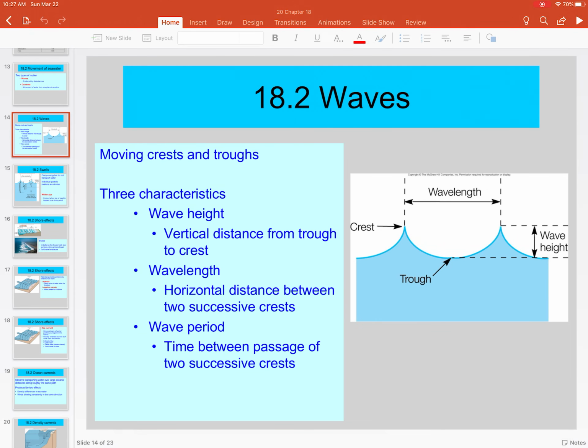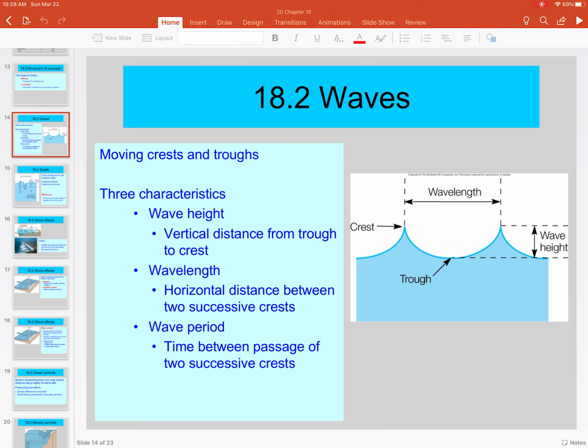So waves, just as a reminder, we have moving crests and troughs, and you can see a picture of a wave here. There's three characteristics: the height of the wave, which we called the amplitude. It's from the trough to the crest. We have the wavelength, which is the same as the distance between two crests, two troughs. And this one's going to be between two successive crests, so two waves.